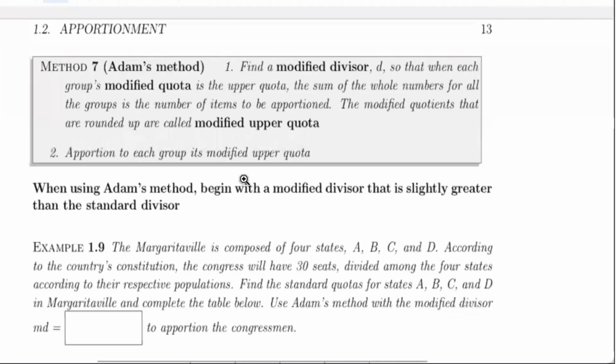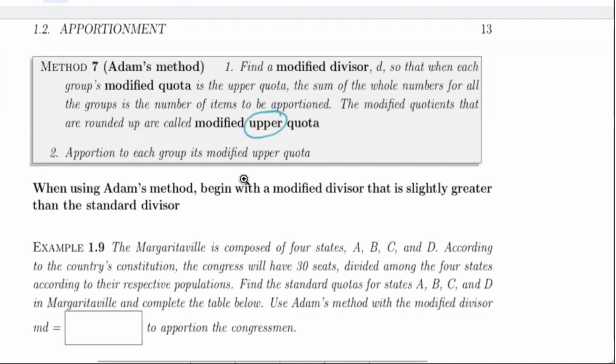Adams' method is exactly the same as Jefferson's method. The only difference is that instead of always rounding down, we round up. We are taking the whole number up. Do you understand this? That's the only difference, the modified upper quota. Everything else is the same, okay?